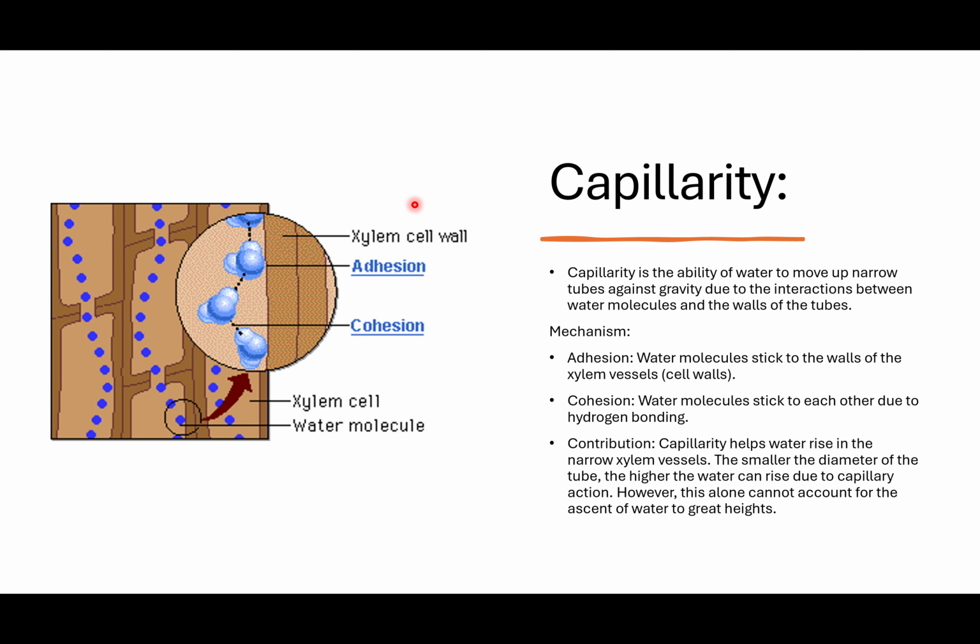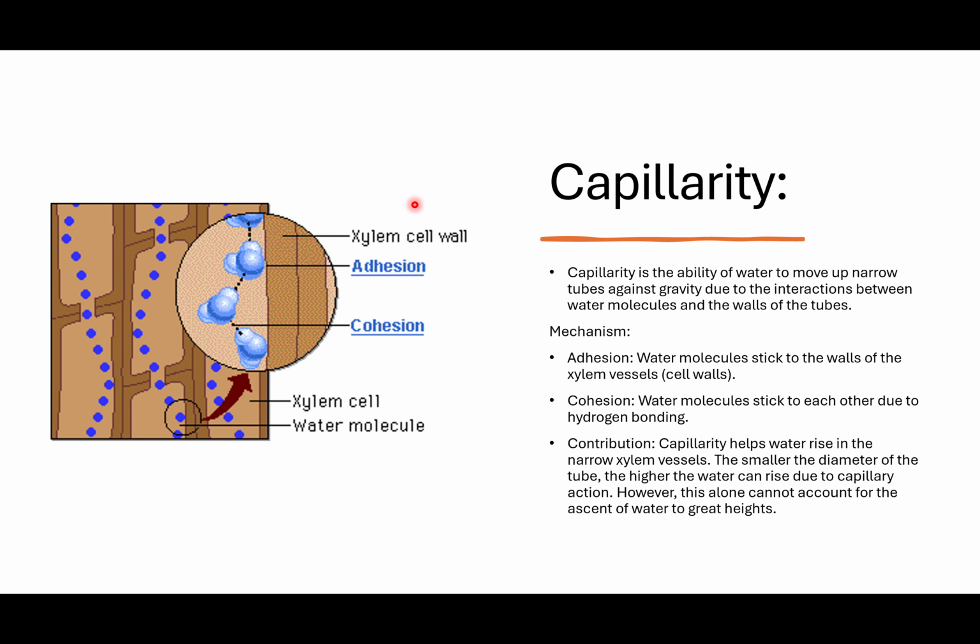So adhesion is the ability of water molecules to stick to the walls of the xylem vessels, and cohesion speaks to the water molecules sticking to each other via hydrogen bonding. So we're looking at the fact that capillarity helps water to rise up these xylem vessels.